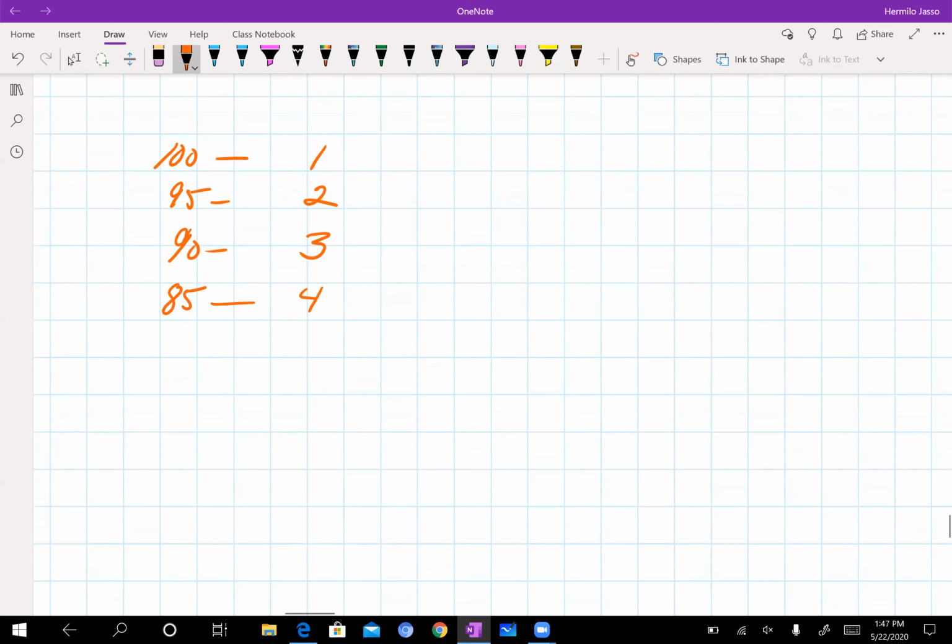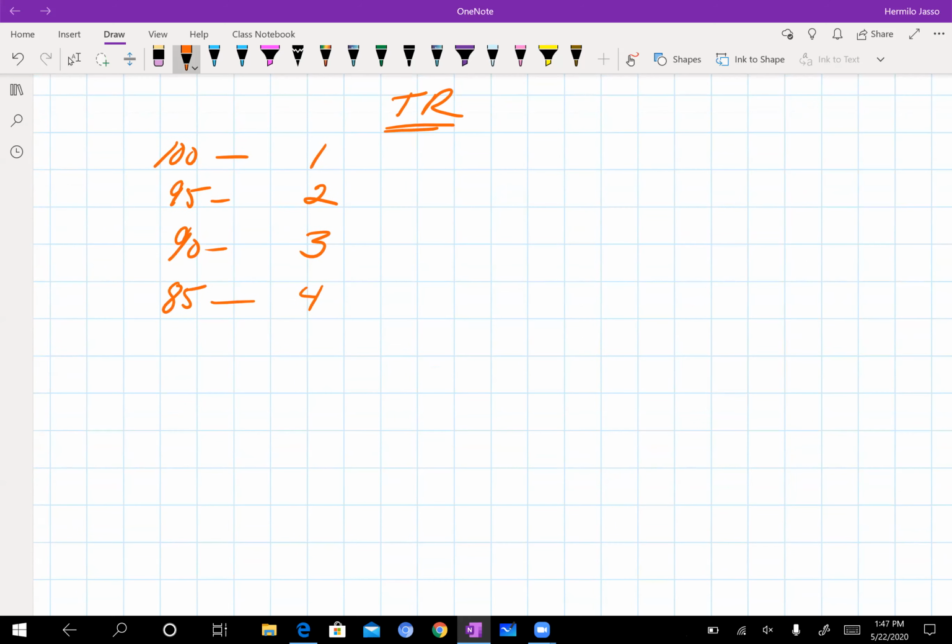Okay, now look at the total revenue this company is going to get. This is the total revenue. At a price of 100, they're going to get $100. At a price of 95, they're going to get $190, 95 times two. At a price of 90, they're going to get $270. And at a price of 85, they're going to get, what is it, 180? Somebody help me. Is that right? No. 85 times four, how much is it, guys? 340? Am I right? Yeah, okay. 340. Okay, so now, look at this.